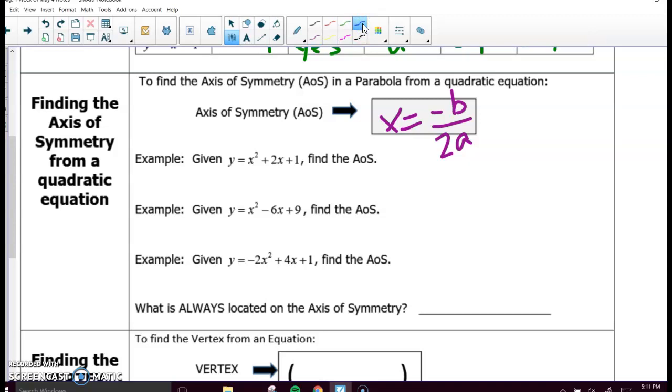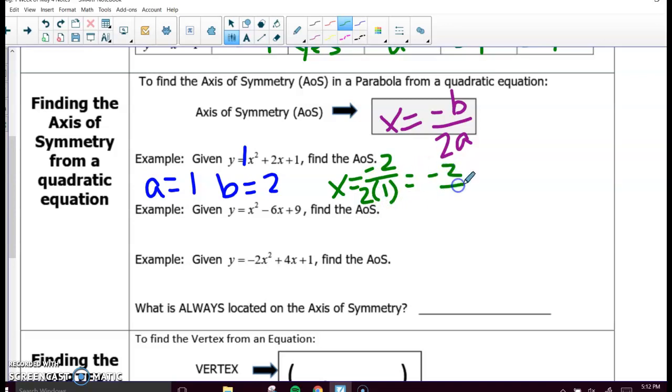Let's look at the first example. y equals x squared plus 2x plus 1. Find the axis of symmetry. Well, my a value, that's what's in front of my x squared, it's 1. My b value is a positive 2. So let's plug those values into our formula to find the equation for the axis of symmetry. x equals the opposite of b. Because b is 2, the opposite of that is negative 2 over 2 times my a value of 1.